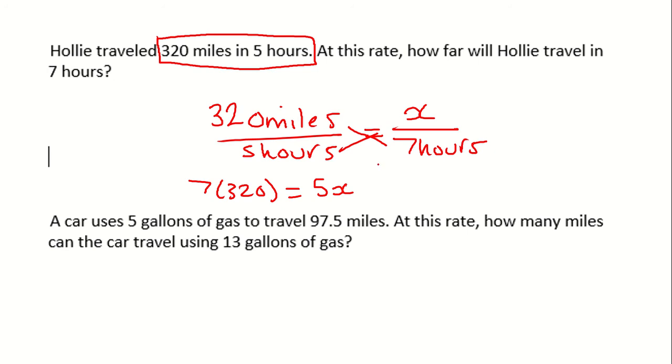So they are proportional with one another. If I multiply it, 7 times 320 is 2,240, and that equals 5x. So the last step is divide both sides by 5, and x equals 448.